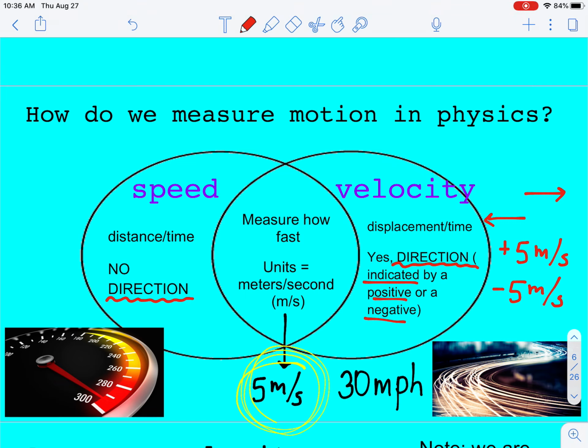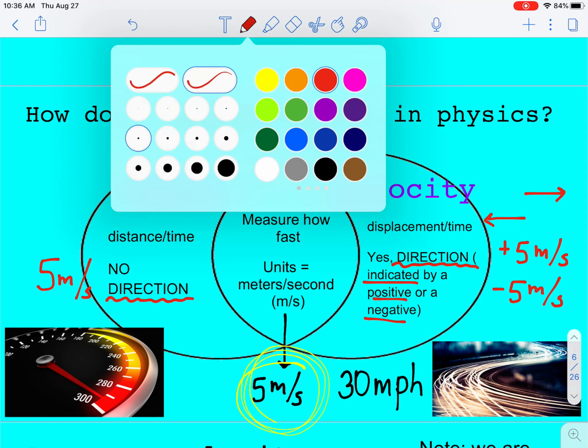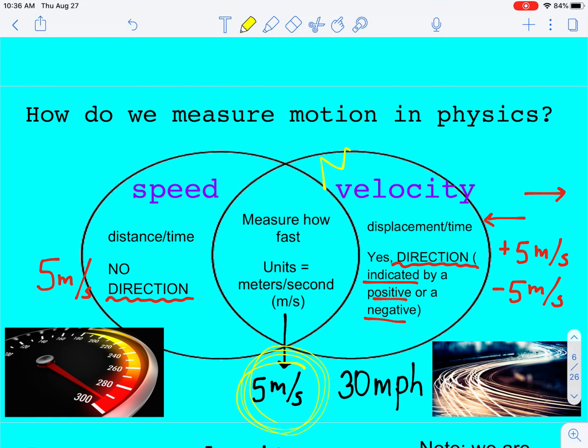Speed, on the other hand, is just going to be 5 meters per second. We're not going to have a positive or a negative. Which one do you think we like more in physics? Well, we like to be more specific. Velocity is what we are mainly going to be using. So things could be positive and things could be negative, and we'll talk more about that in person later.